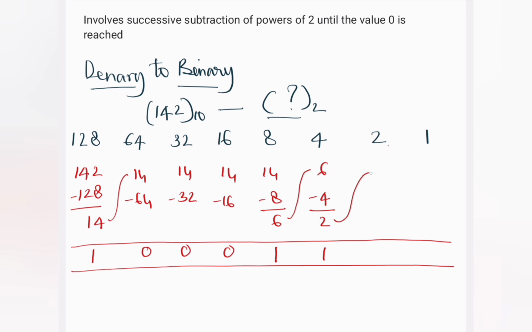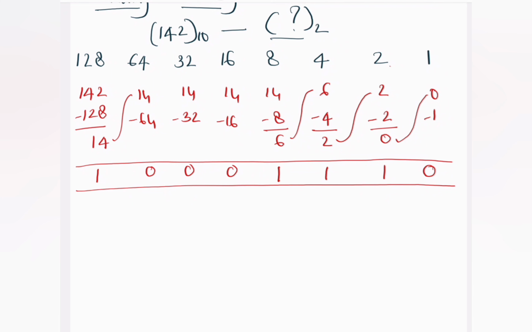Now you take the new difference. So 2 minus 2 is possible. Yes. And 1. Now you take this over here. 0 minus 1, is it possible? No. So you're going to write the 0. Now this reflects the statement. It says involves successive subtraction of powers of 2 until the value 0 is reached. Okay, now that you have got these bits together, let's check the answer.